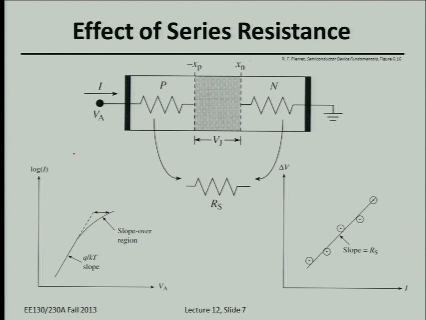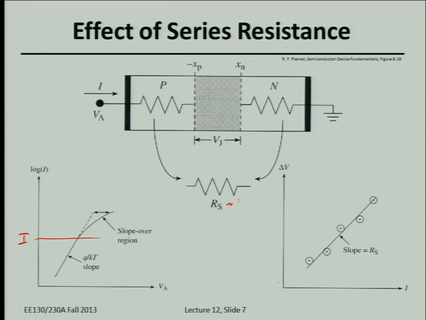But if you're starting to flow a high level of current, let's say a current here, and you want to increase the applied bias to increase the current flow in the diode, if there's significant resistance, because these are doped semiconductor regions, they have some length, some cross-sectional area, some resistivity, so they have some non-zero resistance.